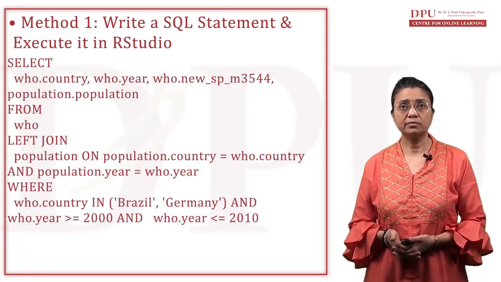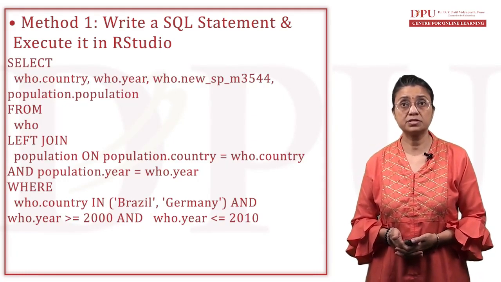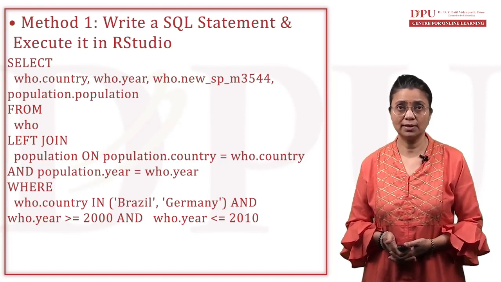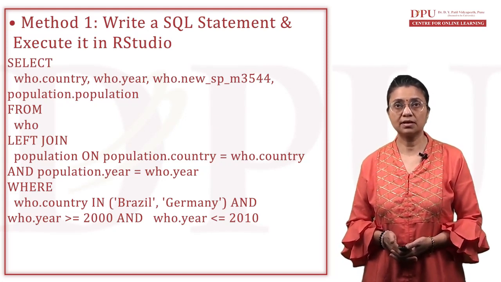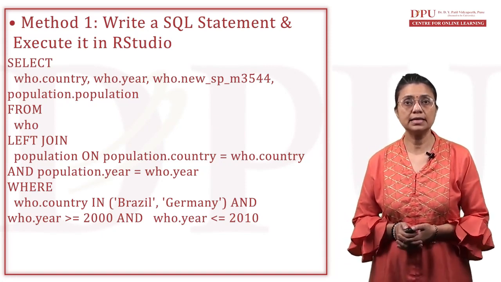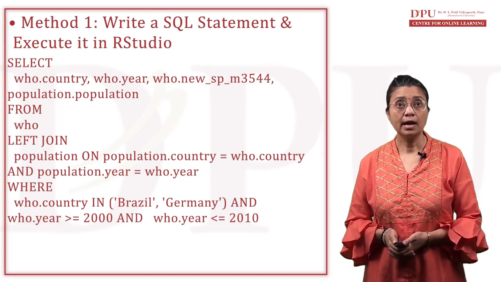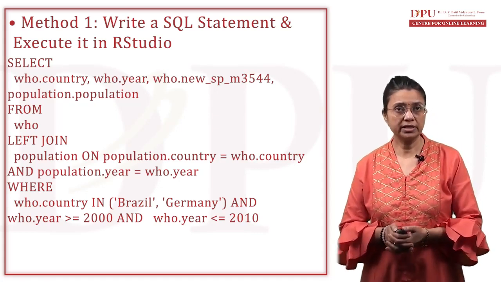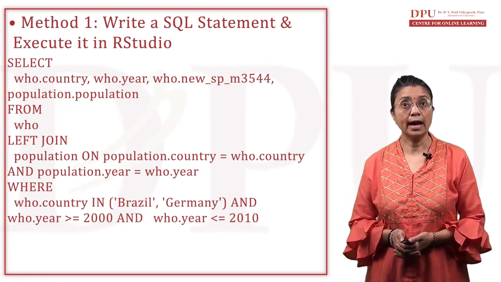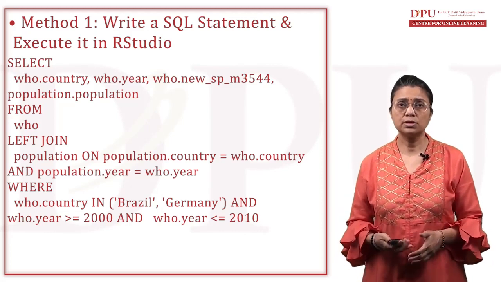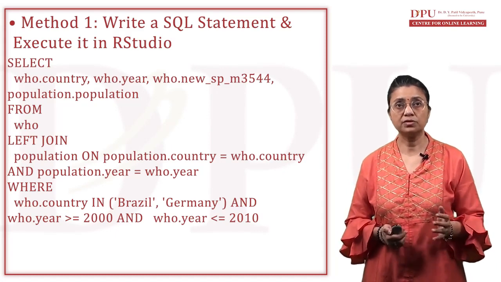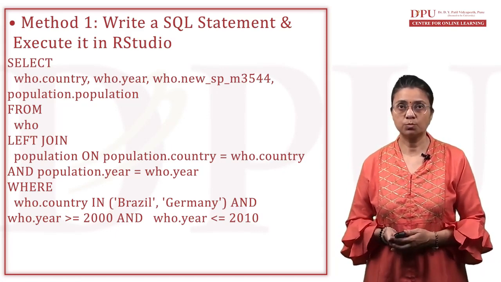Let's understand one method where we have to write an SQL statement and execute it in RStudio. Now students, I'm assuming that you have a lot of knowledge of SQL and joins so that we can just understand the concept and run certain commands. So here you can see that we are using the select command, and in the select command I'm saying who.country, who.year, who.new_sp_m3544 and population.population. So students, you have to understand one thing, that in this select command I'm trying to join two tables. The first table is who and the second table is population.